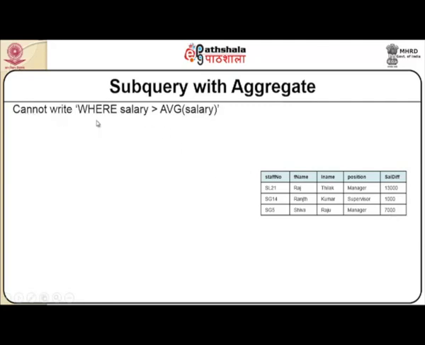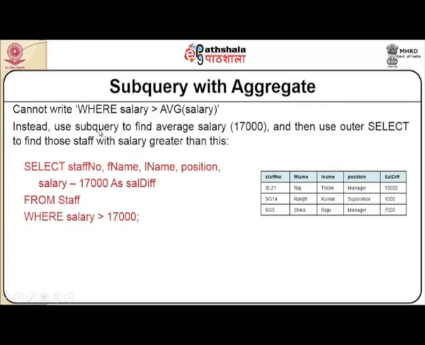And here we cannot write where salary greater than average of salary, instead use a subquery. So this kind of average statement cannot be used within this greater than symbol. For those reasons we have used a subquery to find the average salary, and then use the outer select to find those staff with salary greater than this. So select staff number, first name, last name, position and salary minus 17,000 as salary difference. That is what we have computed initially, from staff where salary greater than 17,000.